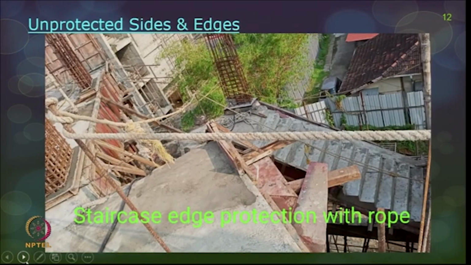Then, unprotected sides and edges. When you talk about wall openings and so on, the other terminology which comes close by is unprotected sides and edges. The edges along a slab construction or a roof construction should also be properly safeguarded. If you see here, there is a rope for safeguarding, but it is not a real protection. If you want to use ropes as a safeguard measure, then there should be a standard practice of how to put the ropes. This is a staircase edge protection.